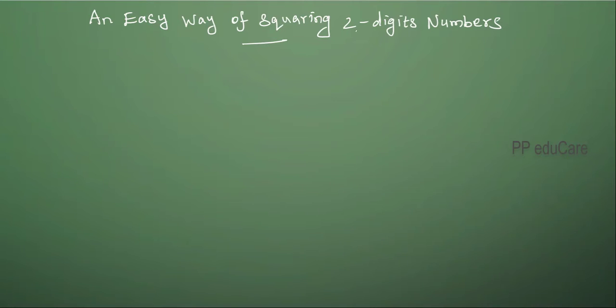An easy way of squaring 2-digit numbers. Here we are going to see how to find the square value of 2-digit numbers in an easiest way instead of using the usual way. Before that, we may remind the square value of the numbers from 1 to 10.